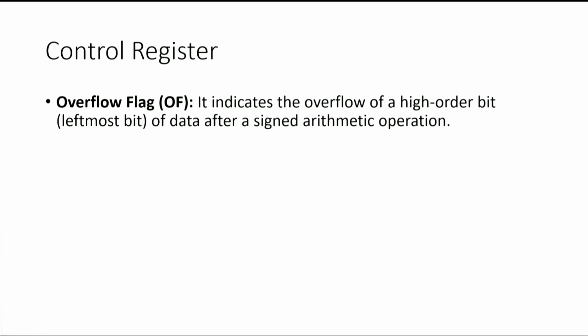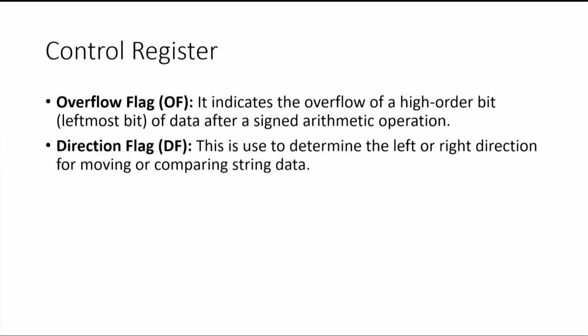Now overflow flag. It indicates the overflow of a high order bit, leftmost bit of data after a signed arithmetic operation. In other words, for an overflow flag, we have a sign of 1 or 0 after a signed arithmetic operation. Direction flag. This is used to determine the left or right direction for moving or comparing string data. So a direction flag, we have 1 if you are moving from left to right, and it's going to have 0 if you are moving from right to left.